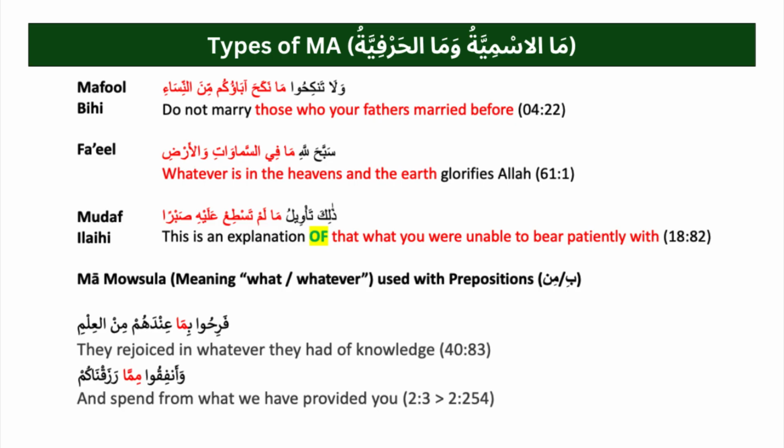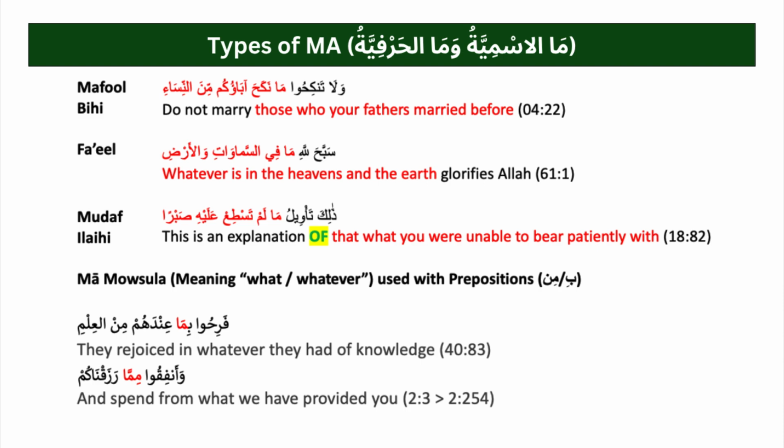The second role shown is fa'il. The verse is Sabbaha lillahi ma fis samawati wal ard. Whatever is in the heavens and the earth glorifies Allah. Here ma means whatever, and it is functioning as the doer of the verb, the fa'il.